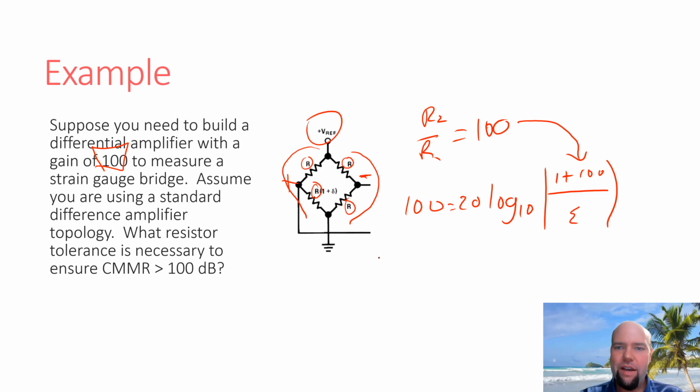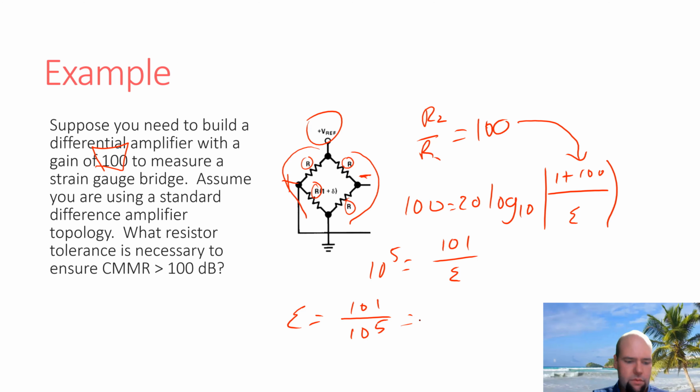All right, so basically this is going to be 10 to the 5 equals 101 divided by the error term here. So our resistor error has to be less than 0.00101. So this is about equal to a 0.1% resistor.